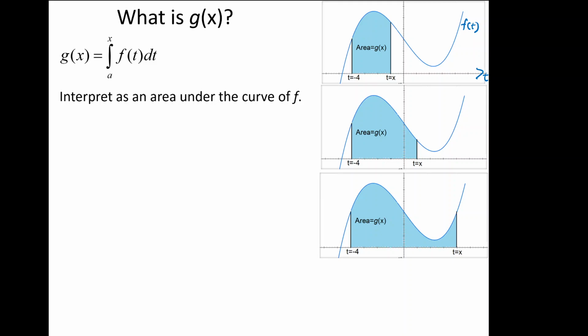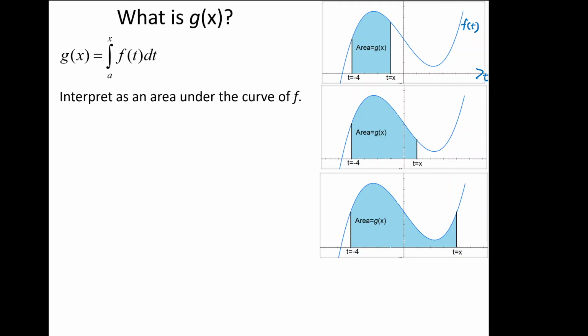So maybe we could treat that upper value of the integral, that upper bound, as a slider. We can slide it back and forth, left and right. And if we slide it to the left, we make the area that's under the curve smaller. If we slide it to the right, we make the area larger. And that's what the pictures are indicating, going from the top to the bottom. It's taking that upper bound, which we're calling x, and making x larger and larger and larger. So what we are creating is a function of the area.